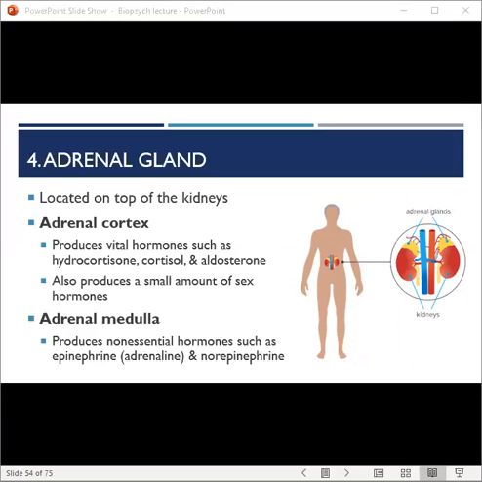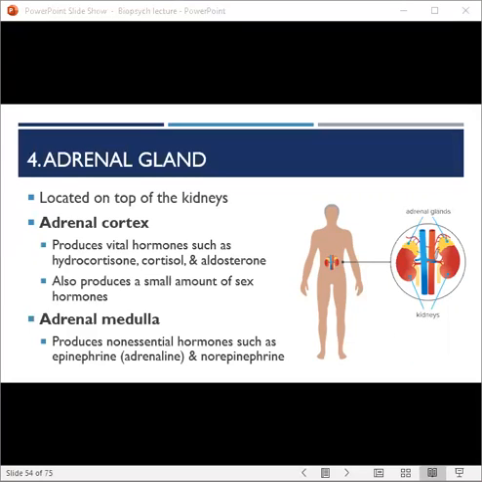So ad means near or at, and renus means kidneys. Each adrenal gland is comprised of two distinct structures. The outer part of the adrenal glands is called the adrenal cortex. The inner region is known as the adrenal medulla.